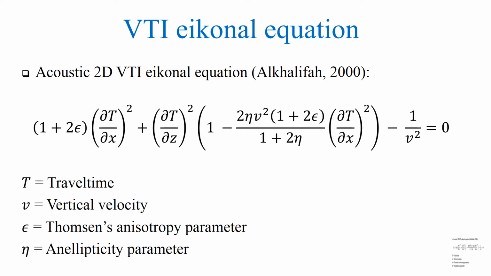The first thing that we need, of course, is the anisotropic eikonal equation. For simplicity of illustration, here I show the VTI eikonal equation in 2D. What we see here is the unknown travel time field capital T. We also see the vertical velocity v, and we have the anisotropy parameters epsilon and eta. What we hope for at the end of solving this equation is to know this unknown travel time field capital T, which we see here in the form of spatial derivatives in this equation.